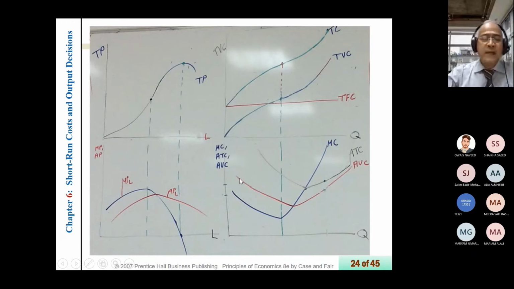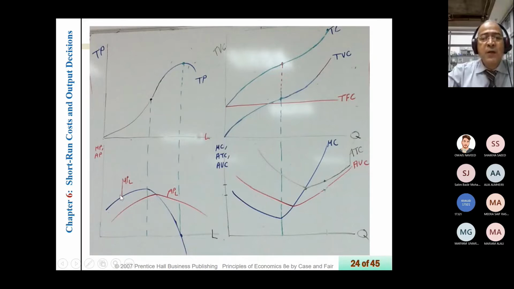So this diagram summarizes, on the left side, chapter 5, production, and on the right side, cost curves. In the upper two graphs, total product and total cost. In the lower two graphs, per unit measurement.